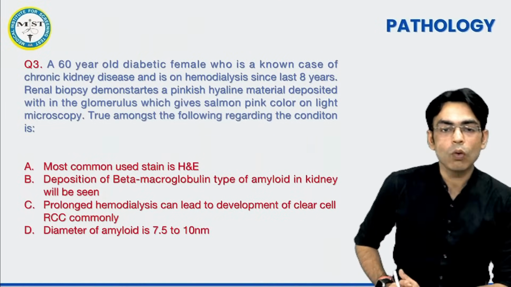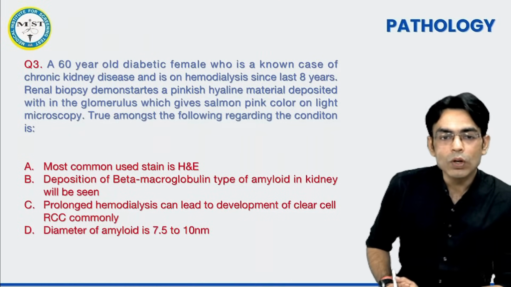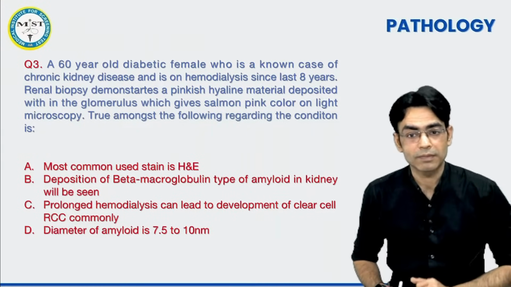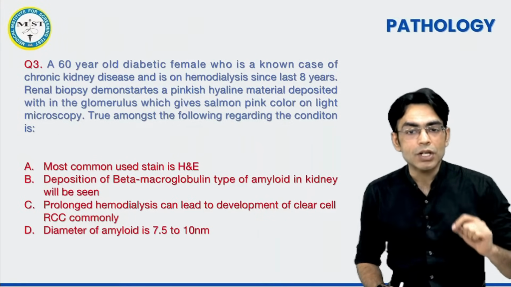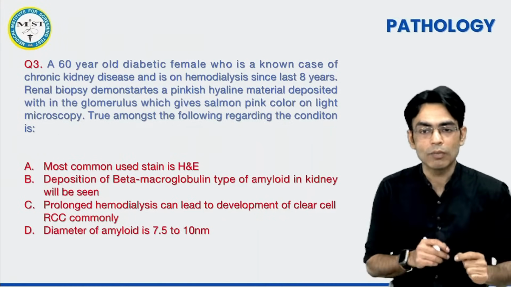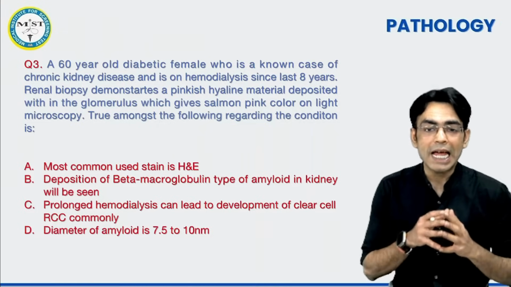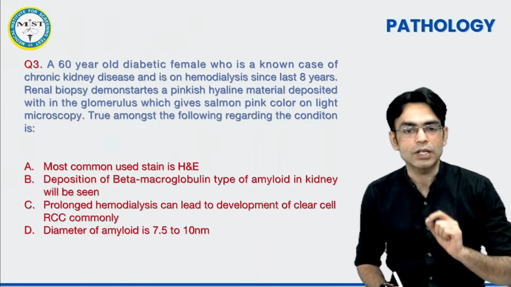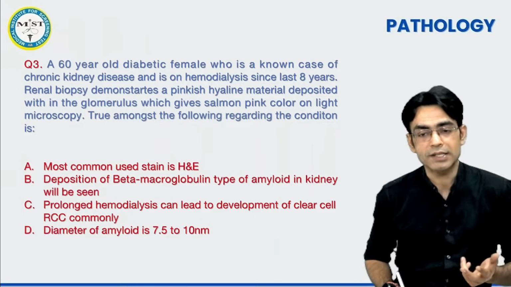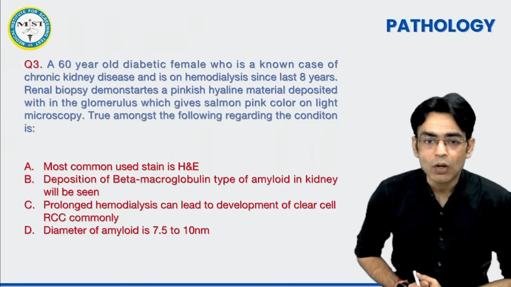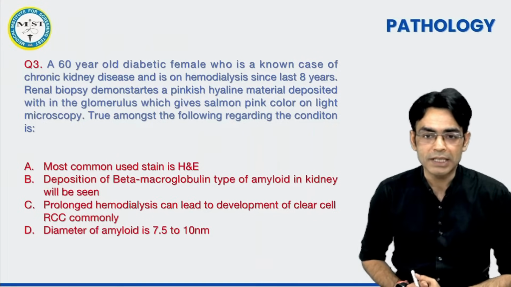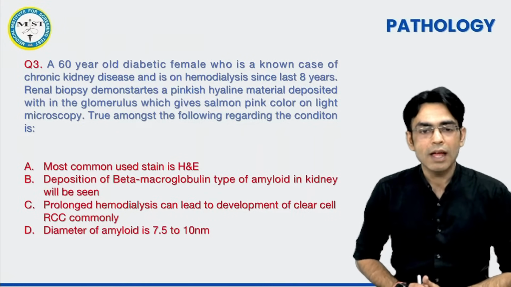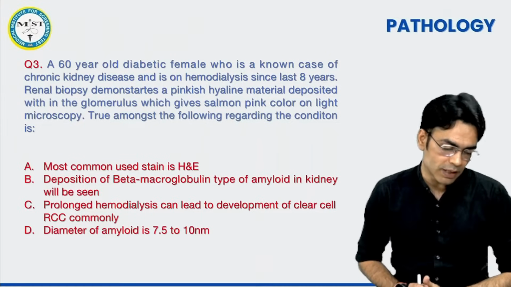Third question. A 60-year-old diabetic female who is a known case of chronic kidney disease and is on hemodialysis since last 8 years. Renal biopsy demonstrates a pinkish hyaline material deposited within the glomerulus, which is giving salmon pink color on light microscopy. True amongst the following regarding the condition is: first, most commonly used stain is HNE. Second, deposition of beta macroglobulin type of amyloid in kidney will be seen. Third, prolonged hemodialysis can lead to development of clear cell RCC commonly, and diameter of amyloid is 7.5 to 10 nanometers.